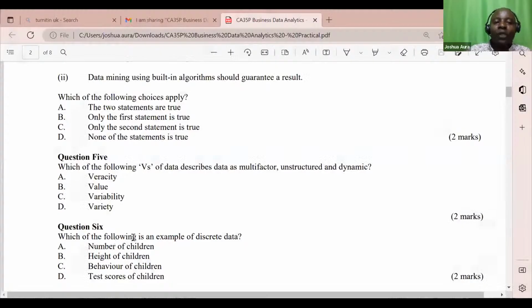Great. And then, of course, this paper, ladies and gentlemen, also needs a lot of exposure. You see, like now here they were asking students, which of the following is an example of discrete data? Which one in this case here would you have taken as discrete data?